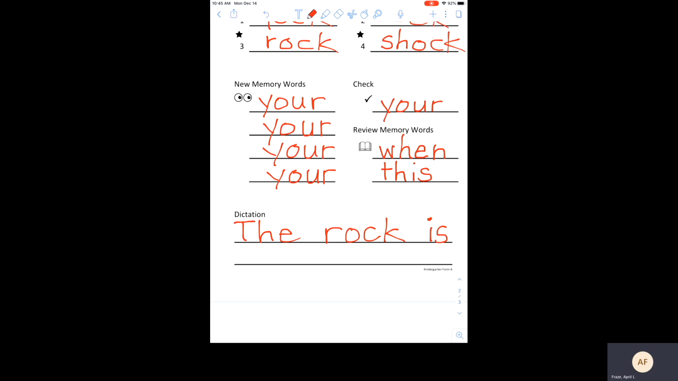What was the next word? The rock is big. The rock is big. Did I write all of the words I needed? I did. What kind of sentence is this? It's a telling sentence, so I need to put a period on the end.